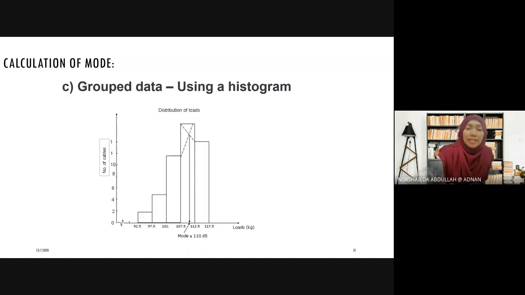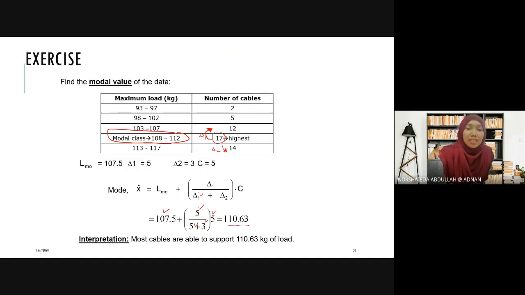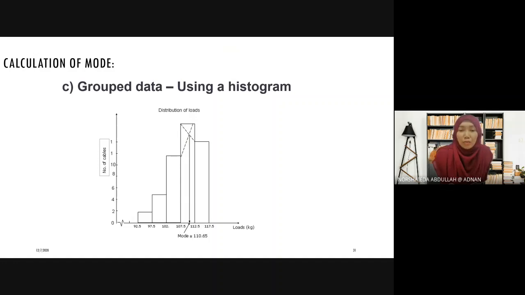Right? So the second method is to use the histogram. First we need to construct the histogram. From this data set, we construct the histogram, and then to find the mode, we use graph interpolation. We connect the corner of the top of the highest bar. The highest bar here means its frequency is the highest: highest bar, highest frequency.